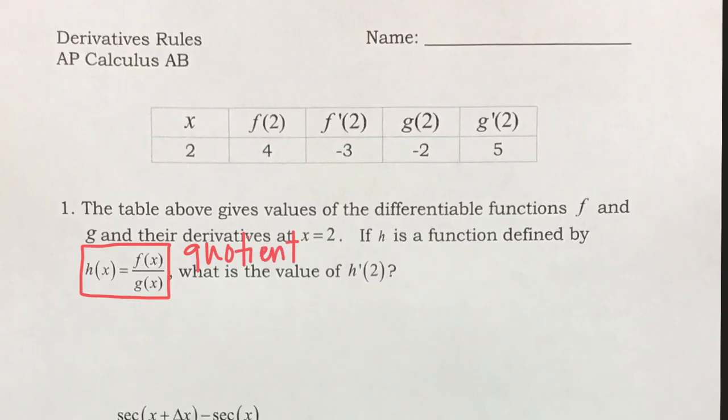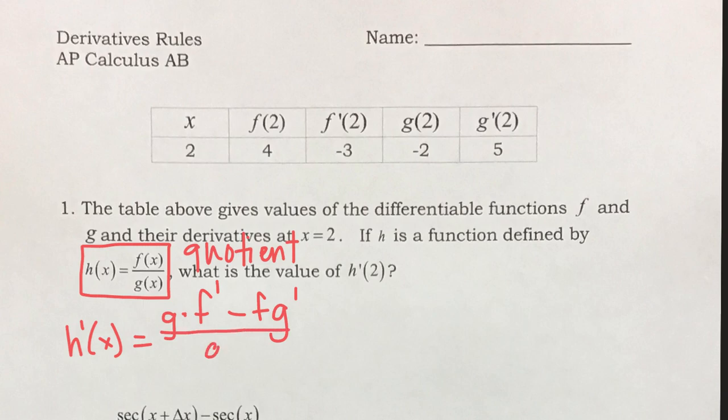It is a division problem. So we're going to use the quotient rule, which says, right, h prime equals the low function times the derivative of the high function. So f is the high function, so it's f prime, minus the high function f times the derivative of the low function g, divided by the low function g squared.